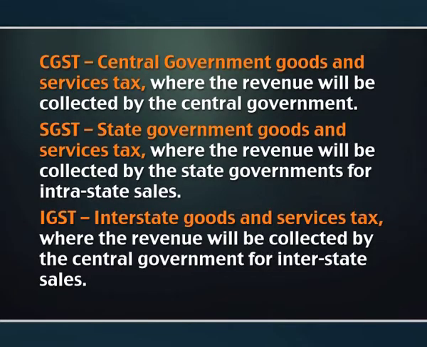A nationwide tax reform cannot function without strict guidelines and provision. The GST Council has devised a foolproof method of implementing this new tax regime by dividing it into three categories. When goods and services tax is implemented, there will be three kinds of applicable goods and services tax. CGST, Central Government Goods and Services Tax, where the revenue will be collected by the central government. SGST, State Government Goods and Services Tax, where the revenue will be collected by the state governments for intra-state sales. IGST, Interstate Goods and Services Tax, where the revenue will be collected by the central government for interstate sales.